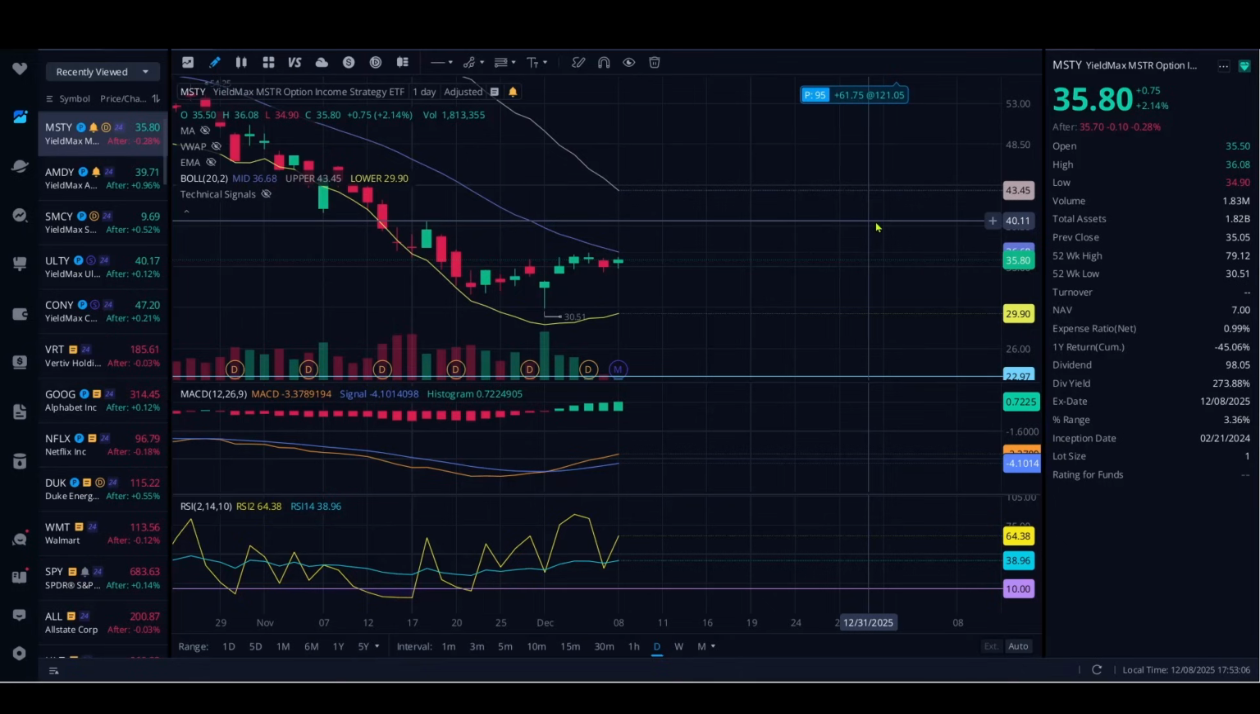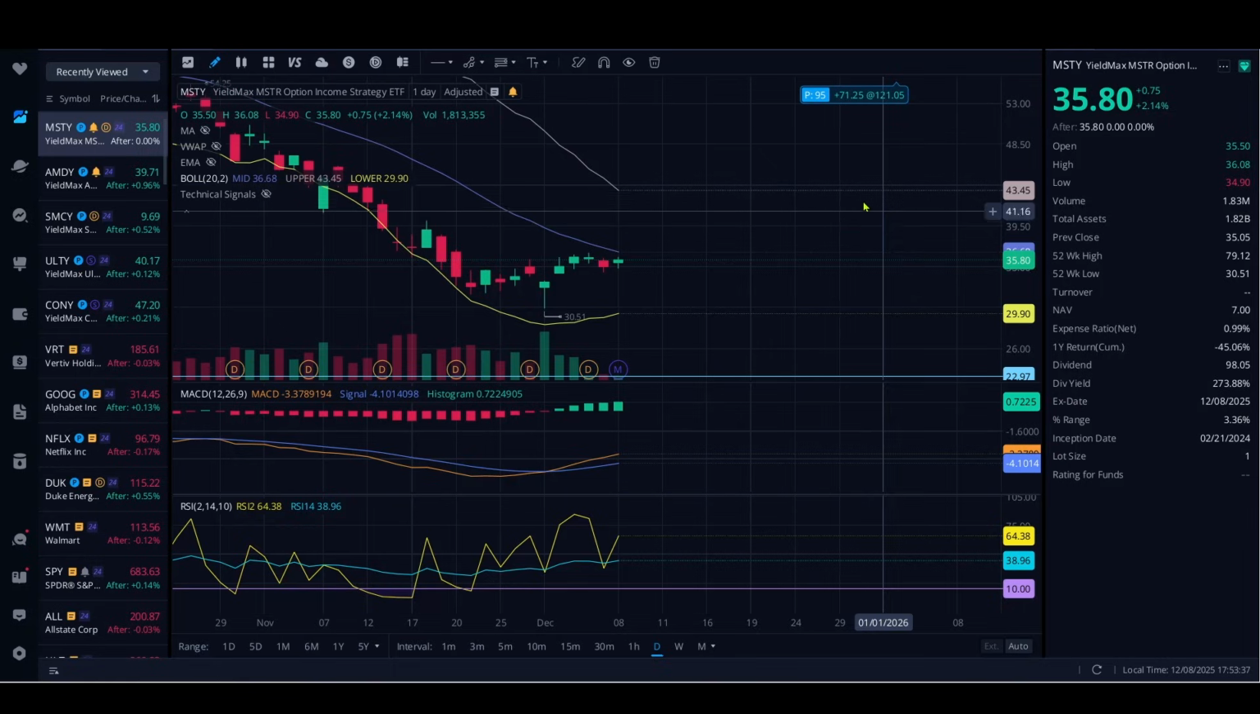So today we're going to go over MSTY and we're also going to take a look at AMDY, as both of those did a reverse split today. And I'm also going to show you how to update that stock tracker sheet so that we can get those share counts correct moving forward.